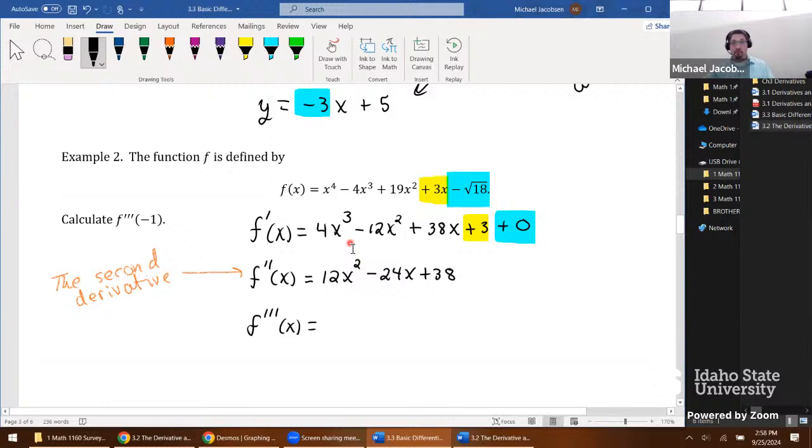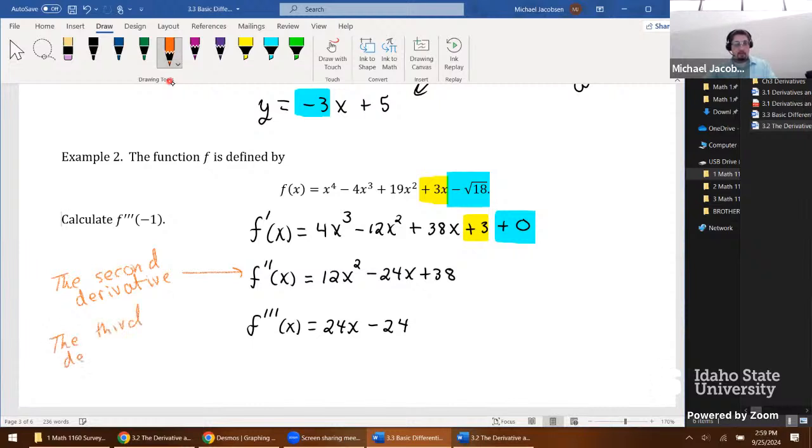up here, the power of 2 multiplies as before. So now it's 24x to power 1. Derivative of the linear function just gives us the negative 24. And at that stage, our work is done. So this one is the third derivative.